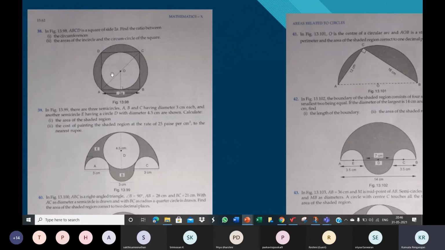So opposite by hypotenuse is sine. Sine 45 is equal to OM by OA. That's how you work it. Sine 45 is 1 by root 2, so 1 by root 2 is equal to OM by OA, which is root 2 a. On working this, you will get OM is equal to a units.